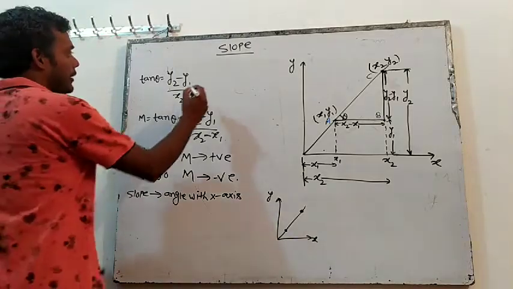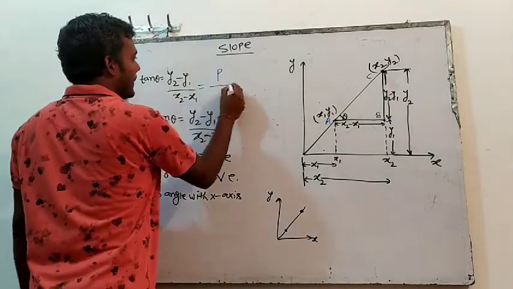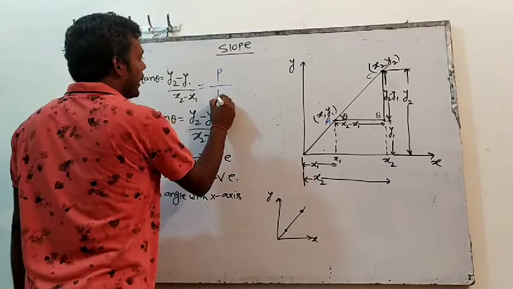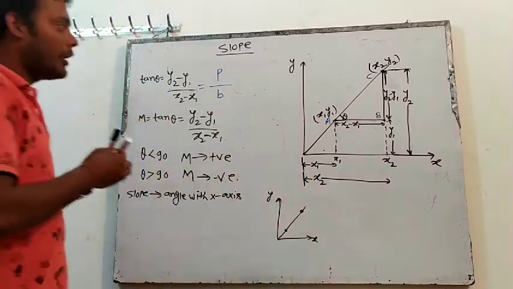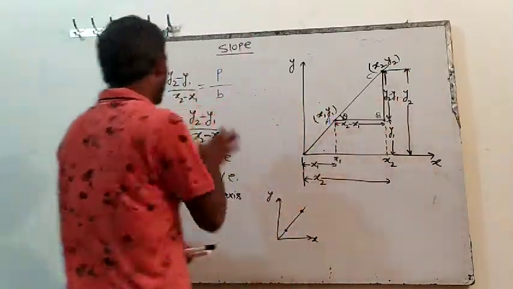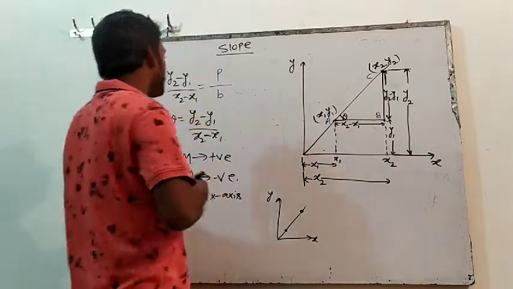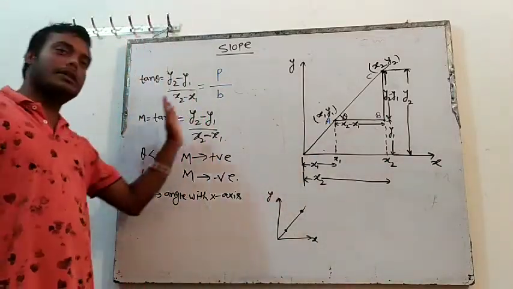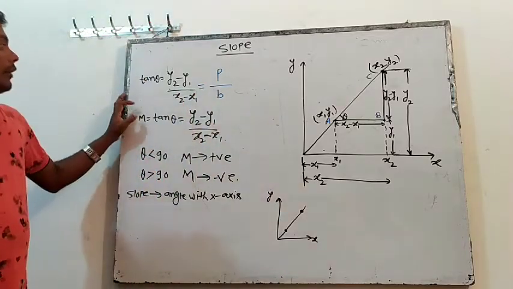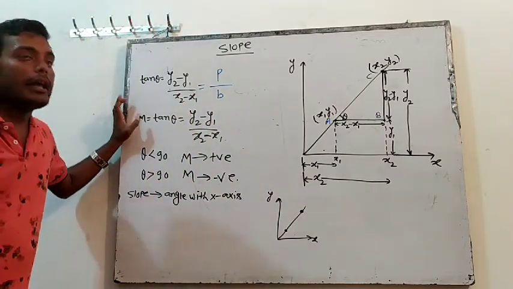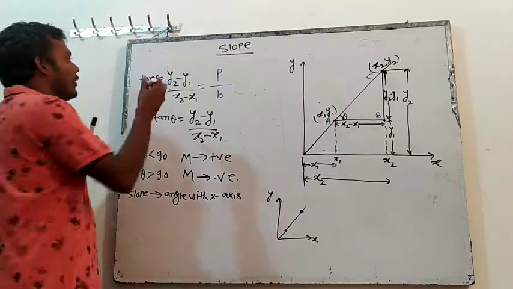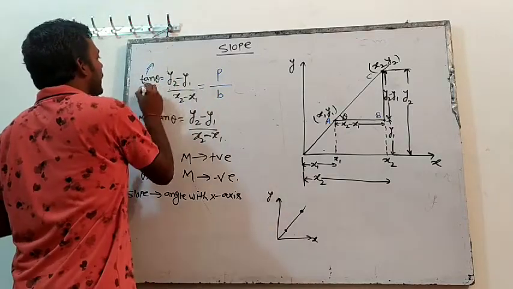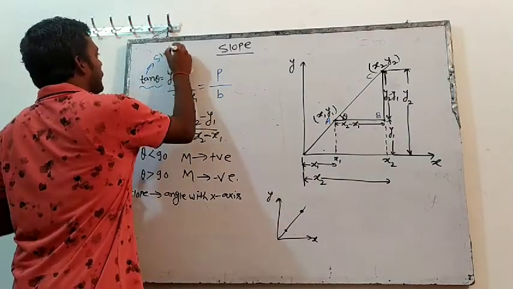Tan theta is actually perpendicular by base. What is the perpendicular in this triangle? y2 minus y1. What is the base? x2 minus x1. So tan theta will be y2 minus y1 divided by x2 minus x1. Is it clear? This tan theta is known as slope.